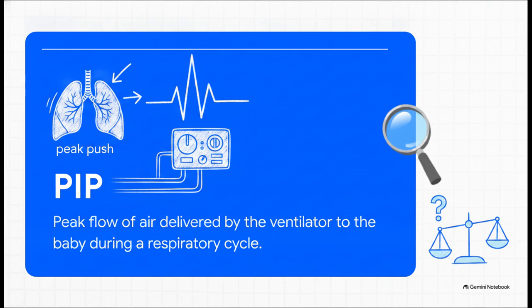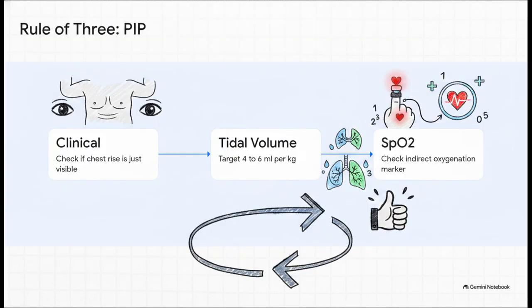But how do we know if we've set this pressure correctly for lungs that are so fragile? Well, to get this right, we use the rule of 3. First up, look at the baby. You want to get right down to eye level with their chest. The rise should be just visible, nothing crazy. Second, check the numbers. We're aiming for a tidal volume of about 4 to 6 milliliters per kilo. And third, check the oxygenation, or SpO2. If the chest is rising gently and your volumes are in that sweet spot, you've nailed the PIP.